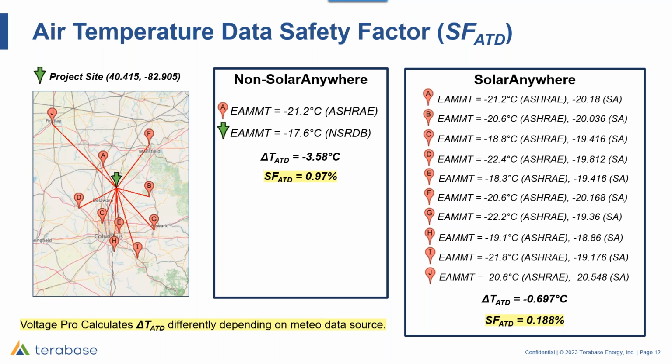But the advantage that I want to really point out here is that with the Solar Anywhere approach, it's more of an apples to apples comparison because we're comparing temperature data from two sources at the same location. And in this particular case, my delta T is negative 0.697, and my safety factor is only 0.188%. So because we're comparing apples to apples, we actually have a much lower safety factor.